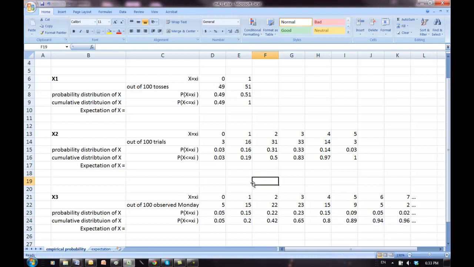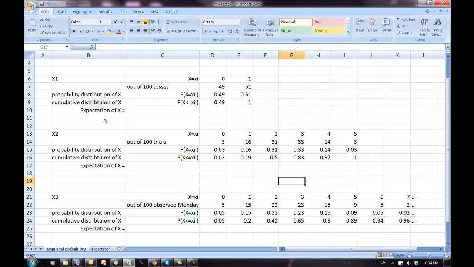And notice that for a variable that has finite possible values to take on, the cumulative distribution will always end with 1, here and here. And here is 0.96 because we did not complete the whole table, simply because the whole table will be infinite, will require an infinite number of columns.